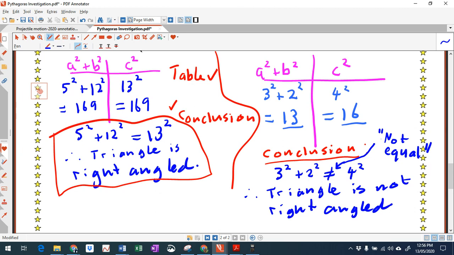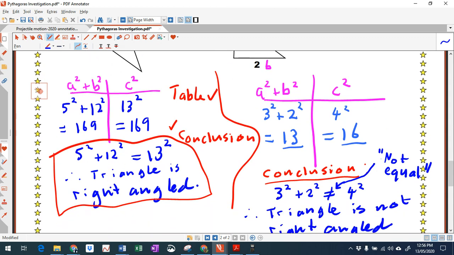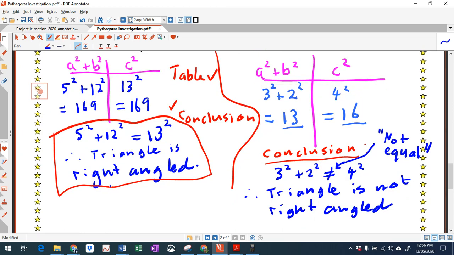Okay, so that's how to tell if a triangle is right angled. If the triangle is right angled, then a squared plus b squared will be equal to c squared. But if it's not right angled, you can see that the a squared plus b squared is not equal to the c squared. You'll get two different numbers. If it is right angled, then the numbers will match. Okay, so just in conclusion, you do the table, then you write your conclusion like this.